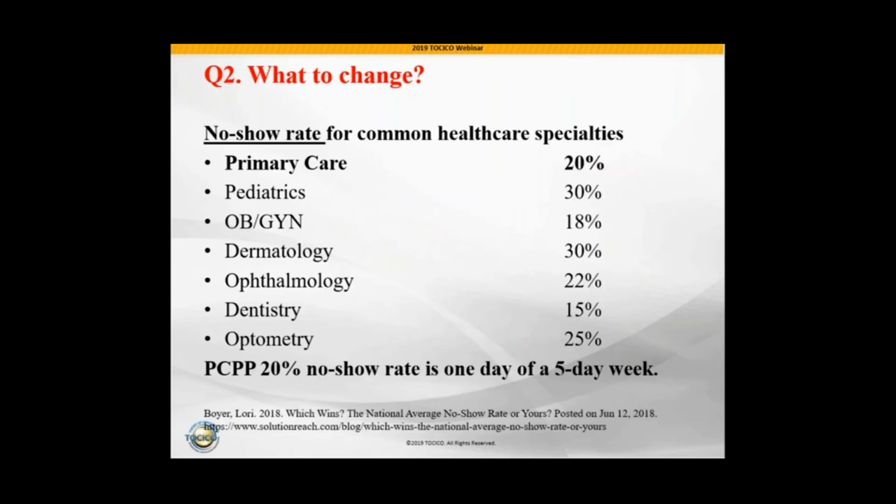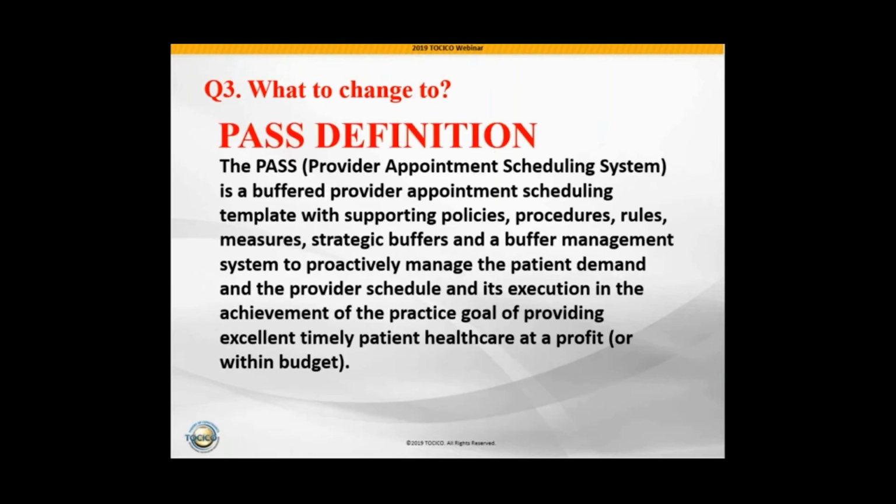Now look at the common no-show rates of these practices. Notice the primary care is 20%. That's a recent study. Yet, if we looked at a primary care provider, 20% no-show rate means if they have a 5-day work week, they're idle one full day. One full day. So that sort of tells you we don't know how to schedule. We don't know how to execute a schedule.